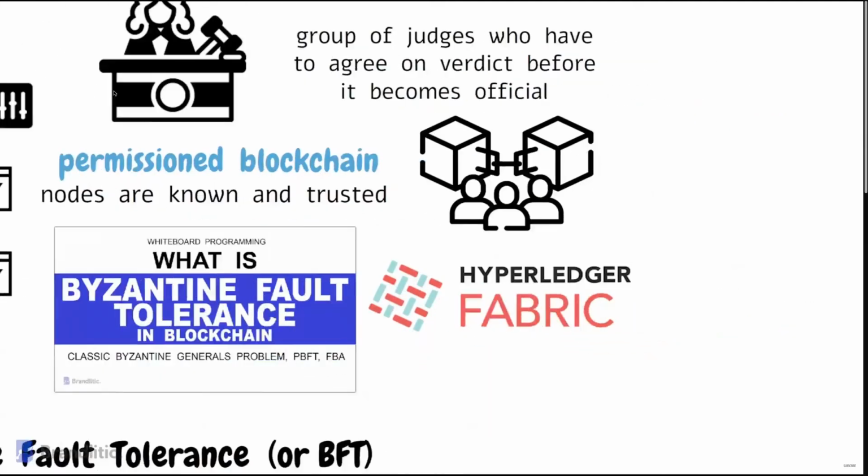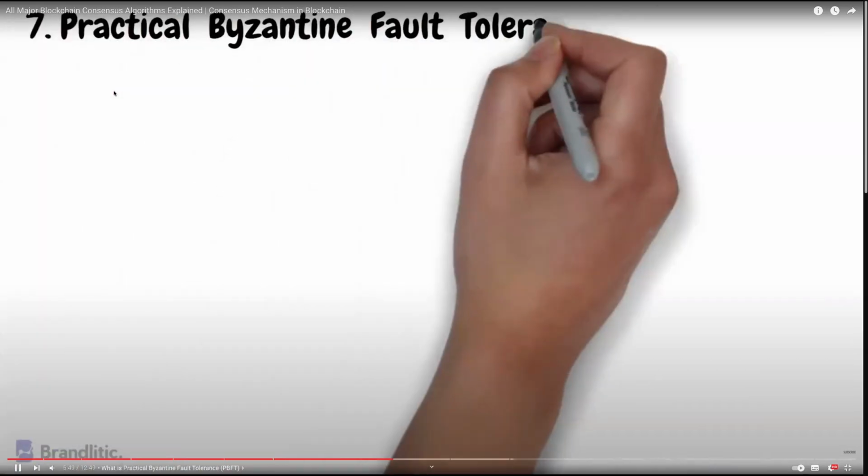Number 7, practical Byzantine fault tolerance or PBFT. The last two which we saw, proof of authority and BFT, are mainly used in private blockchains. They're like some nodes have more power than the other nodes and are the authoritative nodes, which will decide mainly what happens. So that's why it's not fully decentralized and used in private networks.